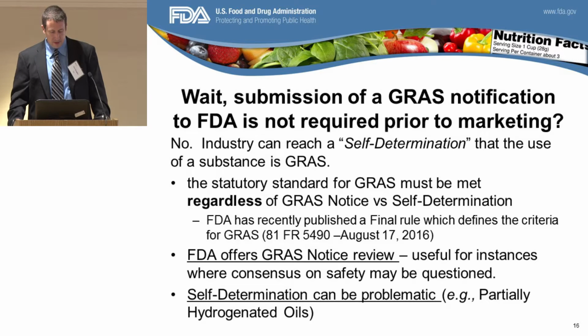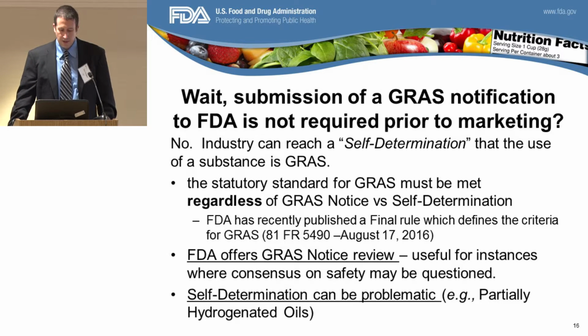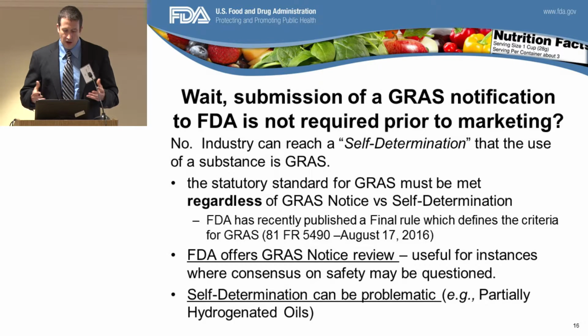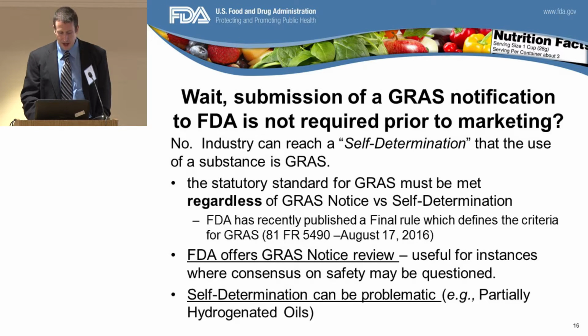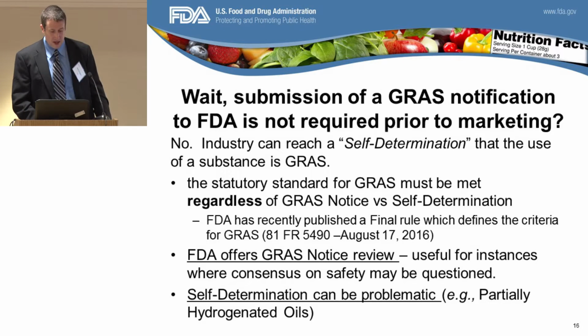FDA has recently published a final rule which defines the criteria for generally recognized as safe substances, and it's important to note that FDA offers a GRAS notice review, which can especially be important for instances where consensus on publicly available information may be questioned. An examination of problematic instances in the past where self-determination of GRAS did become a problem for industry is partially hydrogenated oils or trans fats. FDA recently made a determination that, in fact, their use is not generally recognized as safe. And that becomes a problem for companies that have relied on a self-GRAS determination for trans fat for addition to food.